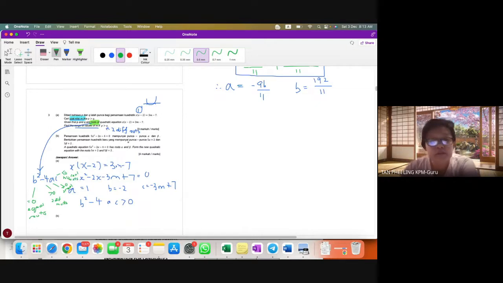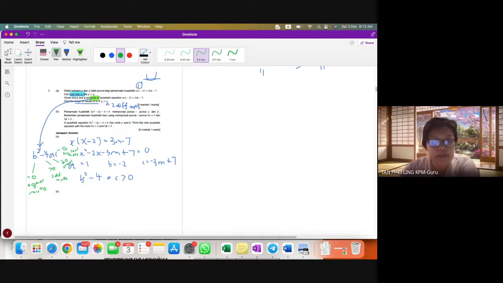Okay, so here you have b squared minus 4ac more than 0 because they told you that these are 2 different roots. Okay, so let's move on to solve it. So b squared minus 4ac, what's my b squared? Negative 2 whole thing squared minus 4, my a is 1, my c is minus 3m plus 7.